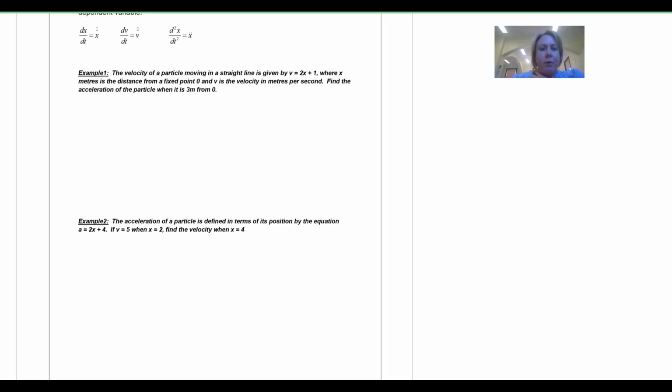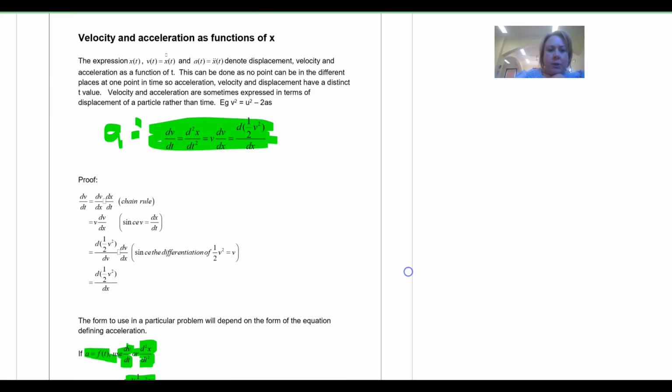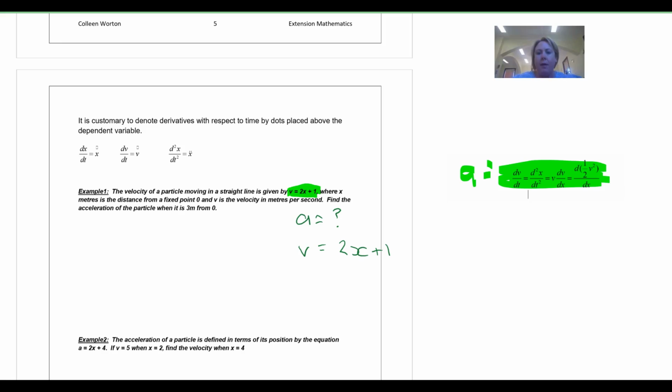It says the velocity of a particle moving in a straight line is v equals 2x plus 1. So it's v in terms of x, where x meters is the distance from the fixed point O and v is the velocity in meters per second. Find a. So I want to find a, and I've got v equaling 2x plus 1. Now if I go up to my formula sheet, it wants a, and it gives you v in terms of x.